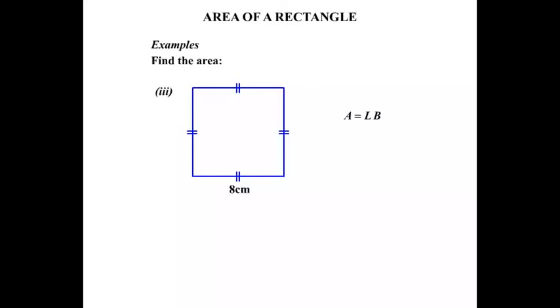There's our formula, where the length is 8 and the breadth is also 8. So area equals length times breadth, 8 for the length, 8 for the breadth. So we write equals 8 times 8. And 8 times 8 equals 64. Again, don't forget the units. This time centimetres, so we'd write square centimetres.